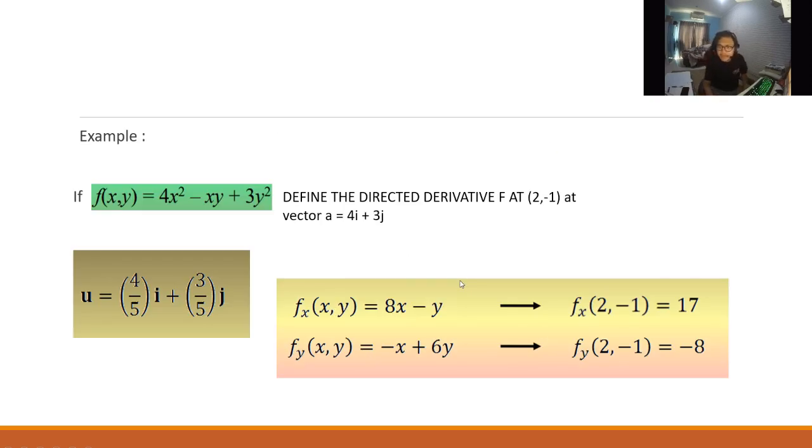So we have an example over here. These are the equations. Find the directional derivative of f at (2, -1) in the direction of vector a equals 4i plus 3j. Okay, so we need to substitute it like this. As you can see, the equation is 8 at x minus y, and then minus x plus 6y, we have this.